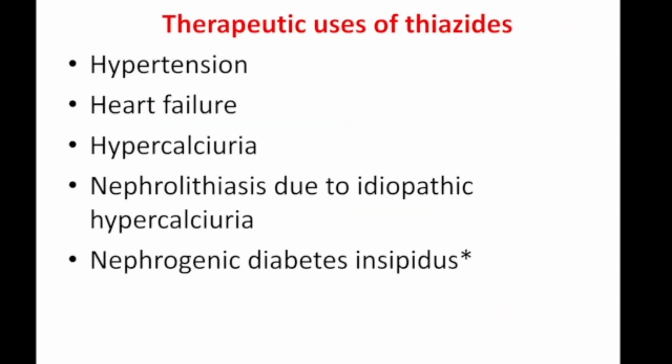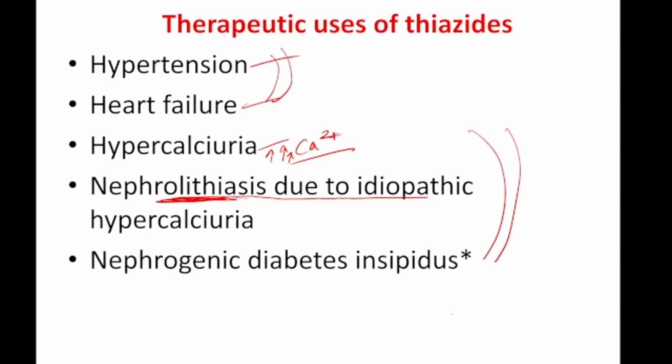Okay, therapeutic uses. This medication is used for hypertension. This medication is used for heart failure. Hypercalciuria, we talked about increased level of calcium in the urine. We discussed that. Nephrolithiasis, kidney stone, due to idiopathic hypercalciuria. Nephrogenic diabetes insipidus. So we have maybe two mechanisms related to the heart, then we have another local effect or local disease: hypercalciuria, nephrolithiasis, and diabetes insipidus.